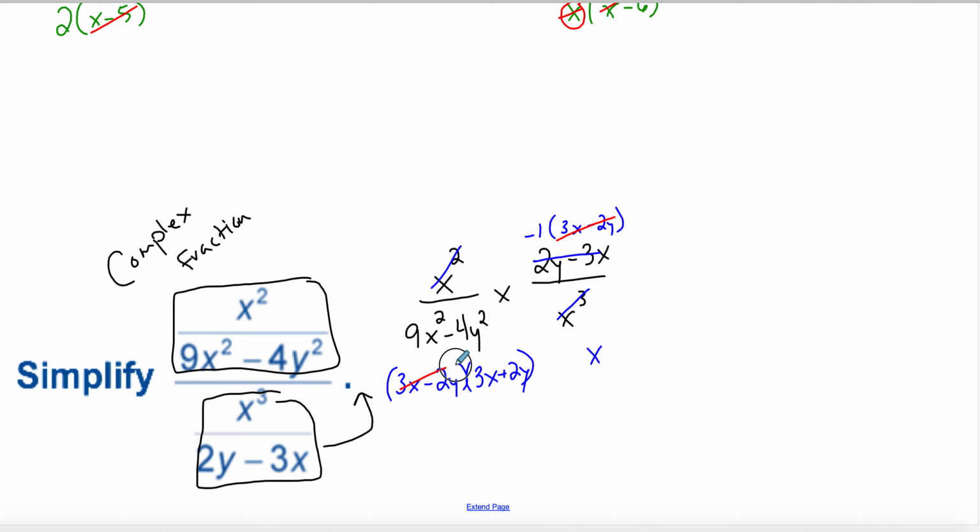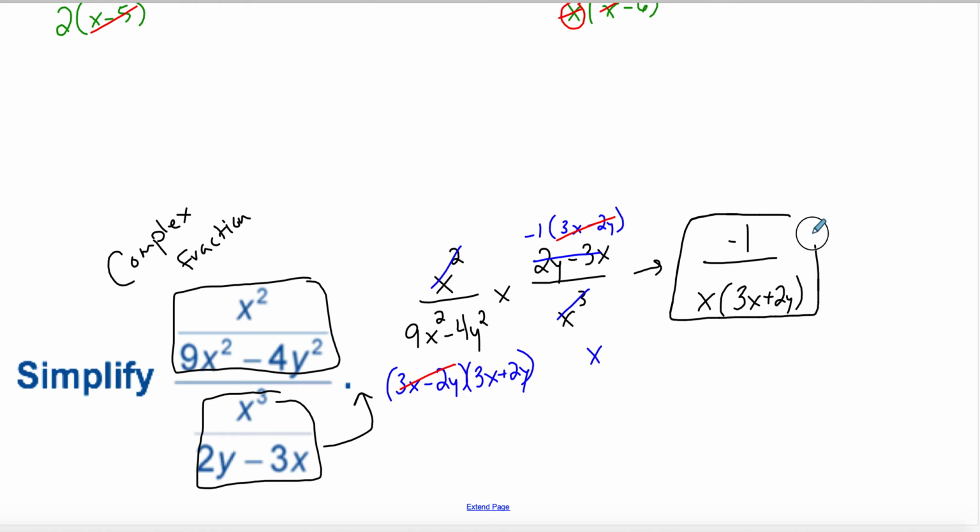Okay, so that will cancel with that one. And then we just need to write out what we have left. Okay, so I have a negative 1 on top, and on the bottom I have this and this, so it'll be x, 3x plus 2y, and that would be the final answer. Okay, so that's all we have left.